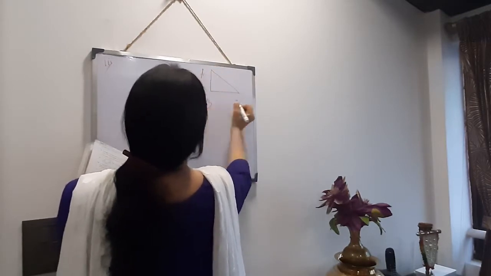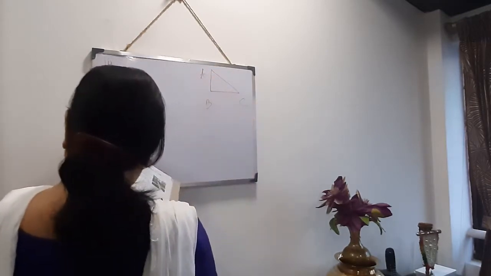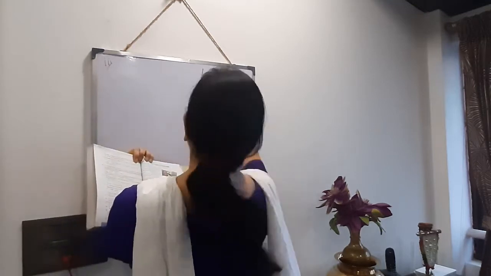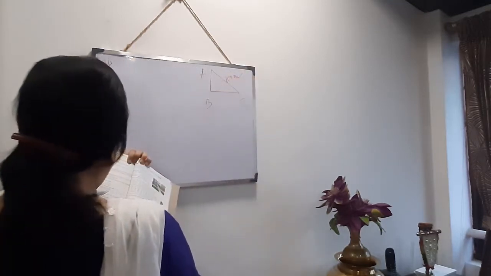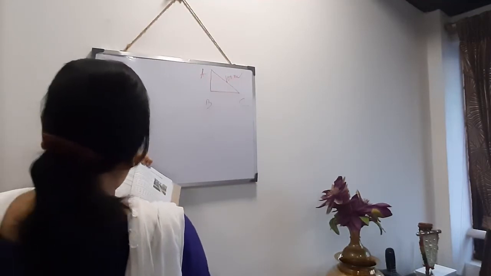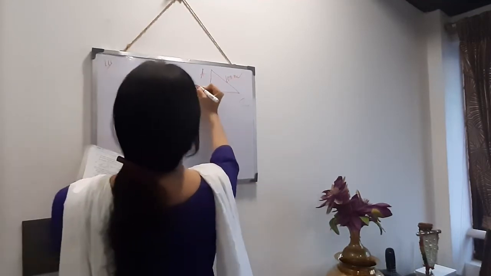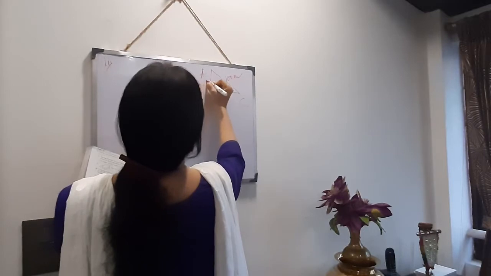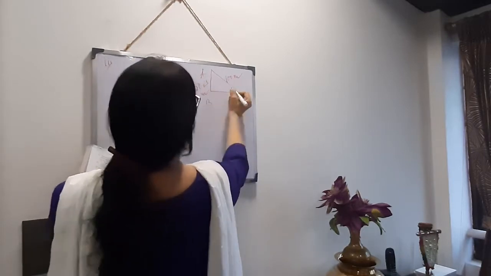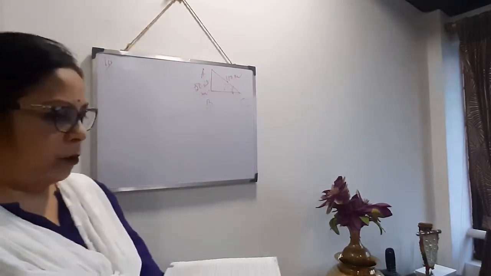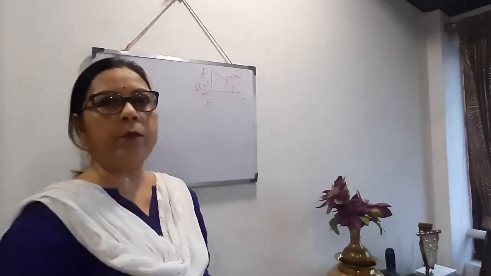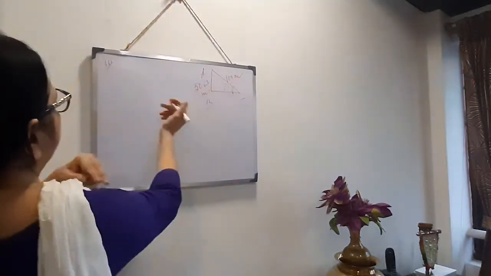ABC. AC is the hypotenuse, 100 meter, and AB given 50 root 3 meter, and this angle you have to calculate. Clear? Again perpendicular given and hypotenuse given. Again we will apply sine.